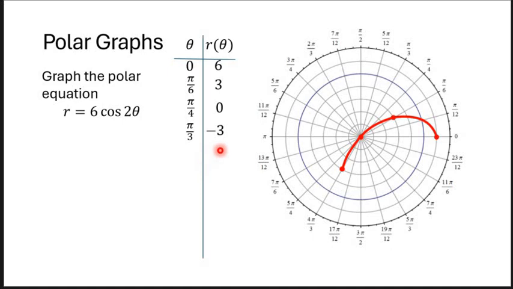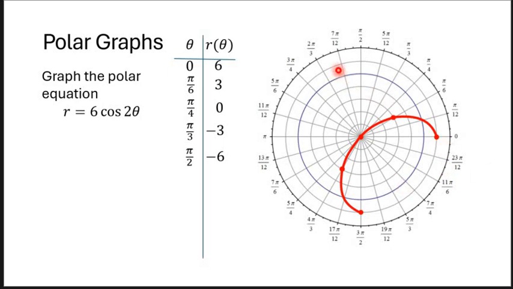And now after pi over 3, I'm going to plug in the quadrant angle pi over 2. So I plug in pi over 2. The cosine of 2 times pi over 2 is the cosine of pi. Cosine of pi is -1. So 6 times -1 is -6. And I'm going to graph pi over 2. But because it's a negative radius, I go across the pole to graph -6. So there it is, (-6, pi over 2). Connecting with a smooth curve gives me this.